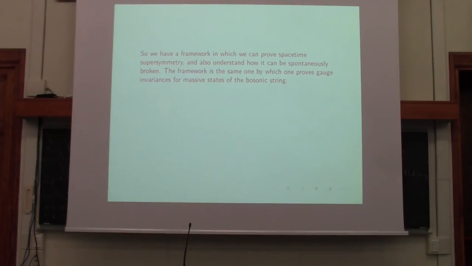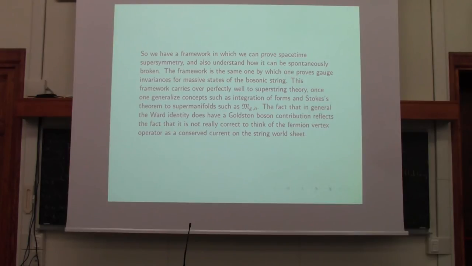The framework is the same one by which one proves gauge invariance for massive states of the bosonic string. The framework carries over perfectly well to superstring theory once you generalize concepts like integration of forms and Stokes's theorem to supermanifolds such as the moduli space of super Riemann surfaces. The fact that in general the Ward identity does have a Goldstone boson contribution reflects the fact that it's not really correct to think of the fermion vertex operator as a conserved current on the string worldsheet.